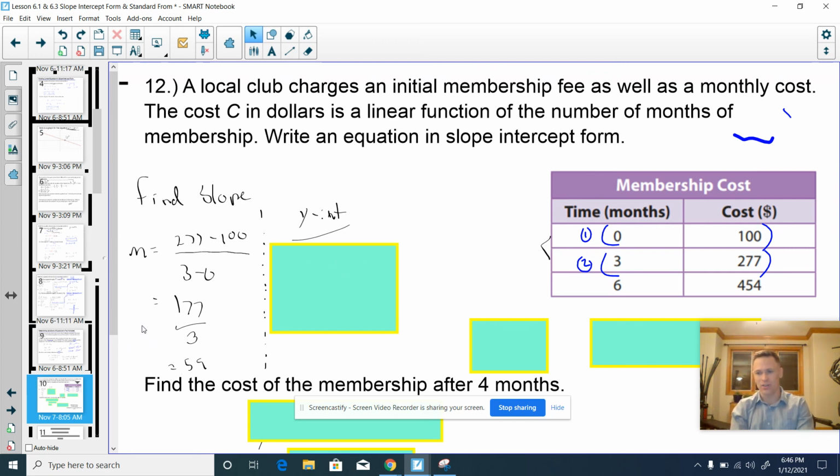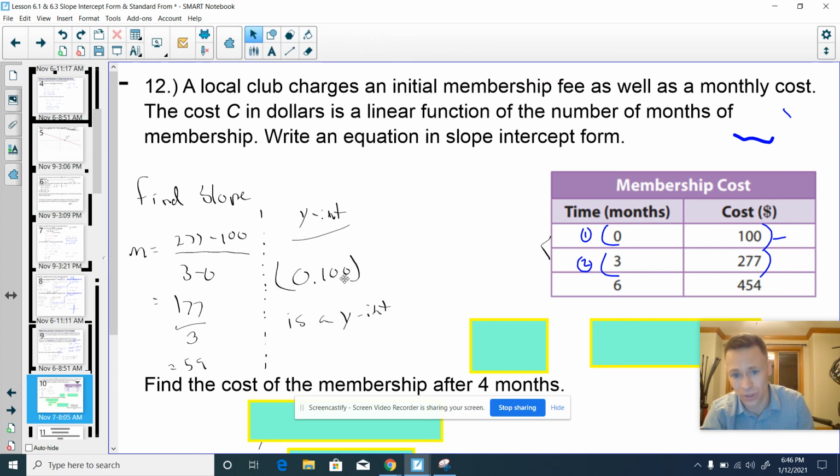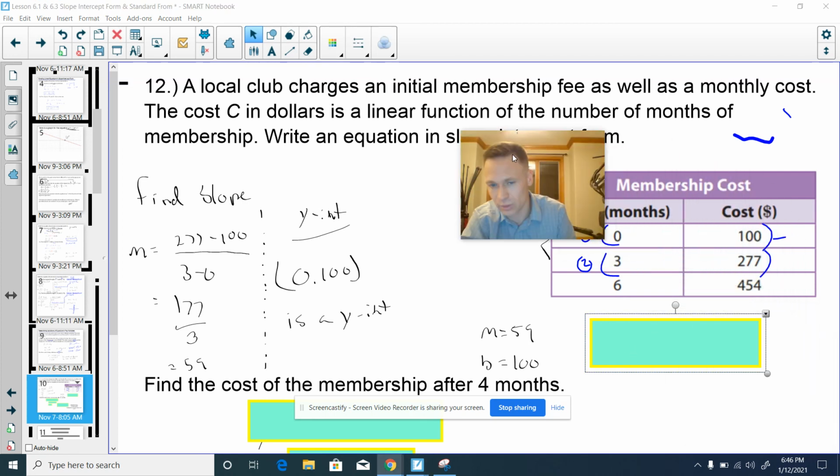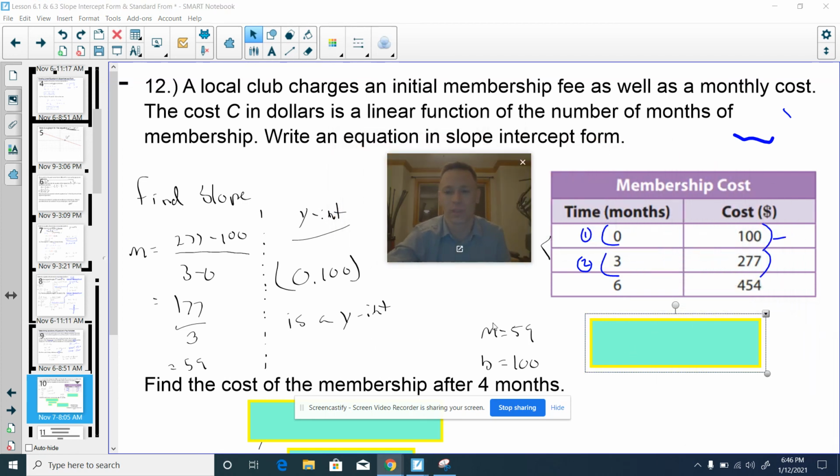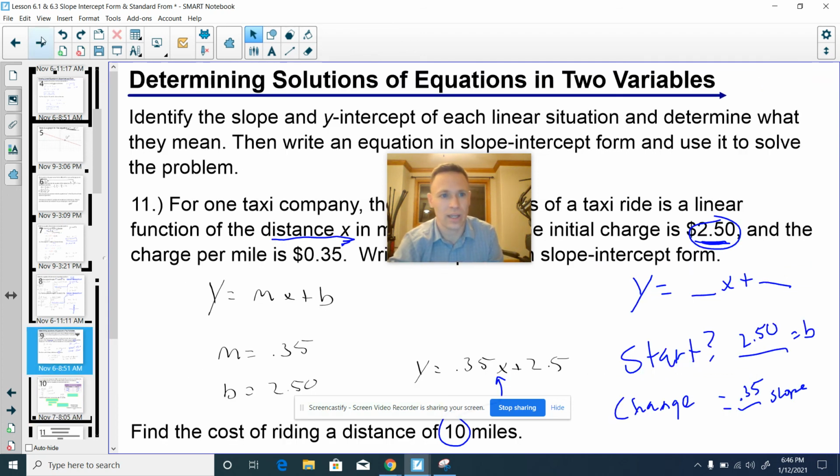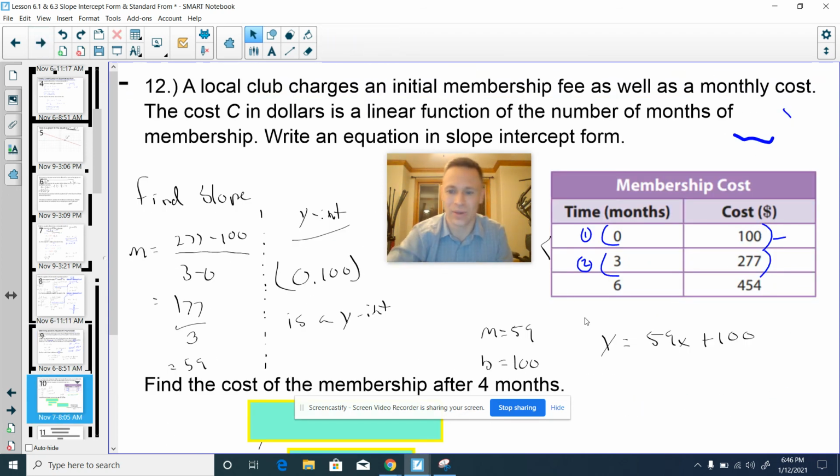Now, here's the thing that's interesting. I actually don't have to do any work to find the y-intercept. Why? Well, one of the points is 0, comma, a number, and that is a y-intercept. Okay, and I actually have that written here. 0, 100 is a y-intercept because it's in that form. So that means my y-intercept is 100. So what did I learn? I found out that my slope was 59. My y-intercept was 100. So I was able to write the equation out of there. Sweet. There we go. y is equal to 59x plus 100.